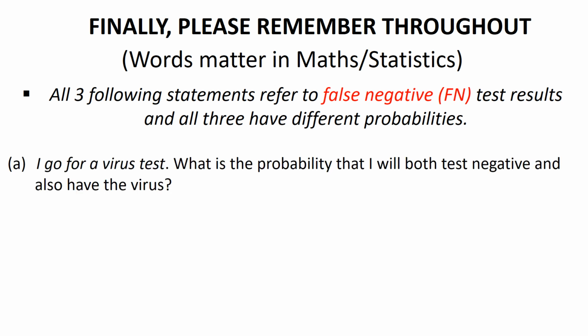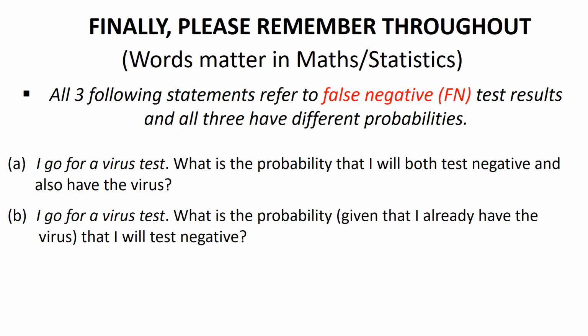So let's take the first case. You walk in for a virus check. What's the probability that you walk out and you've tested negative and you also have the virus? So there's 4 things that can happen. You can have a true positive, a false positive, a true negative, or a false negative. So what this is saying is, you go for a test, what's the probability that you have a false negative experience?